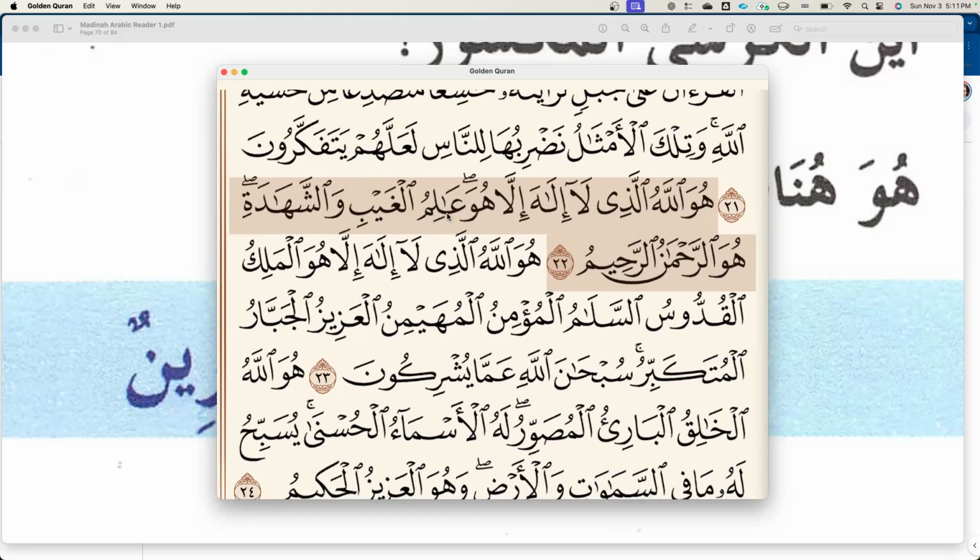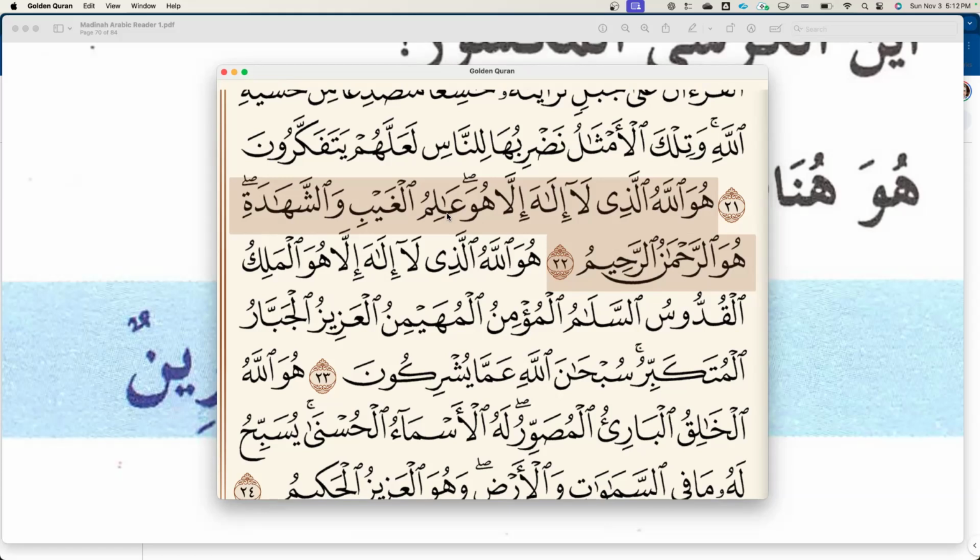Alimul ghaibi, mudaf mudaf ilayh. Alim, the knower of the unseen, alimul ghaibi wash-shahadati, and the seen. Things that are hidden. He's the knower of the ghaib, which is the unseen. And shahada in the Quran means the things you can witness, things you can see. Alimul ghaibi wa shahada. He knows the ghaib and the seen.